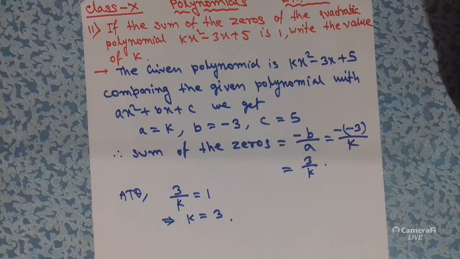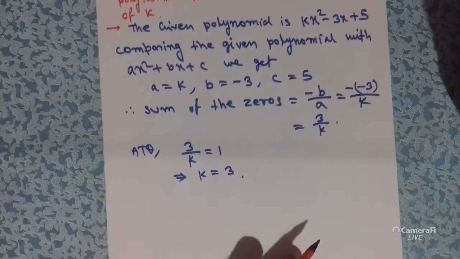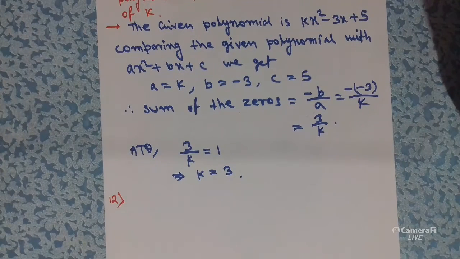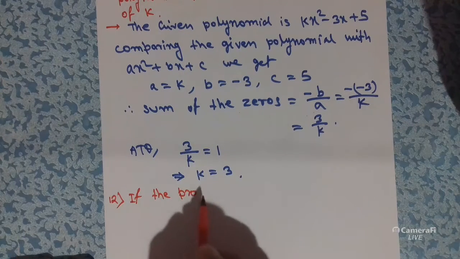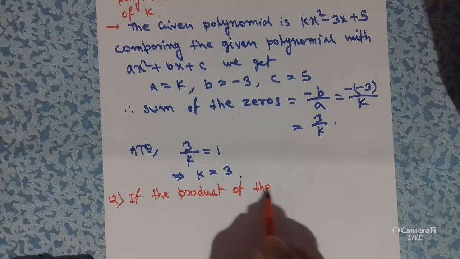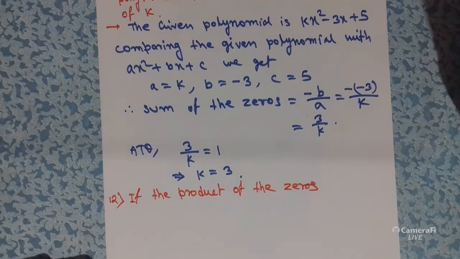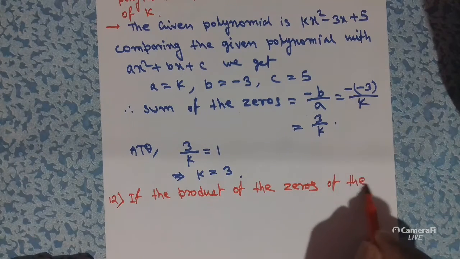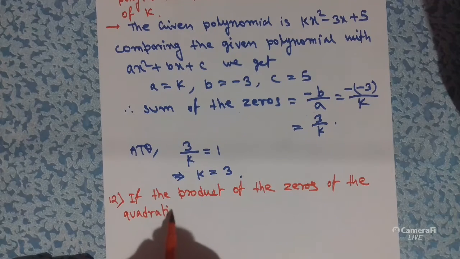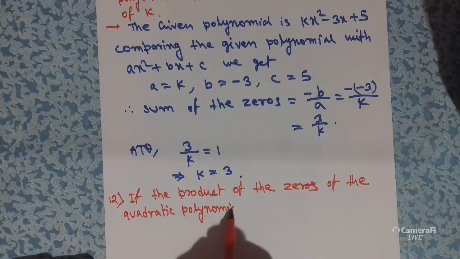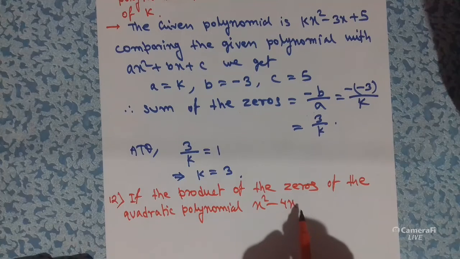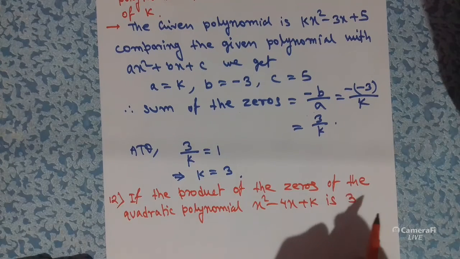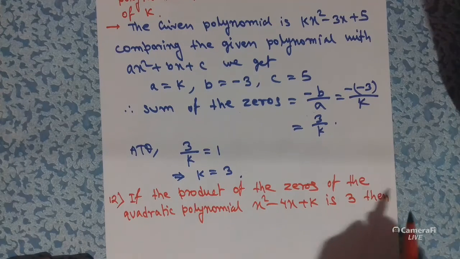Now next, problem number 12. If the product of the zeros of the quadratic polynomial x square minus 4x plus k is 3, then write the value of k.